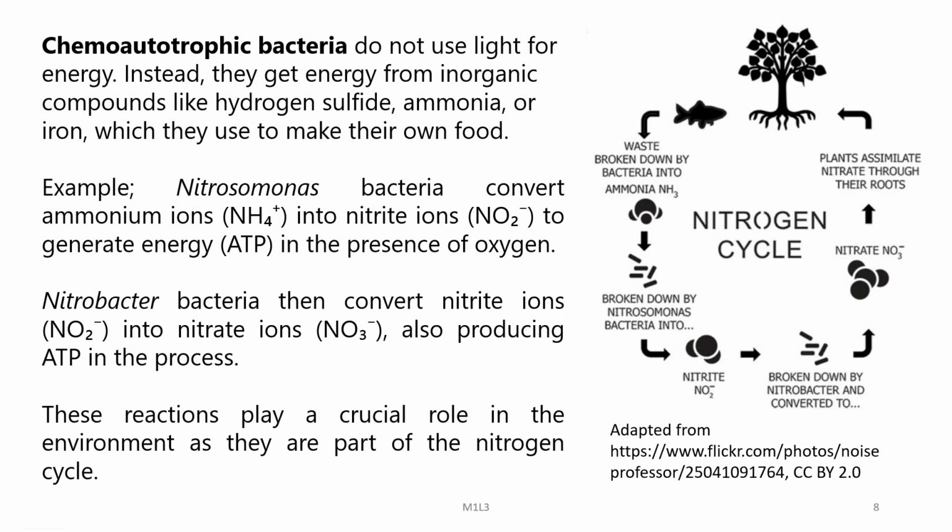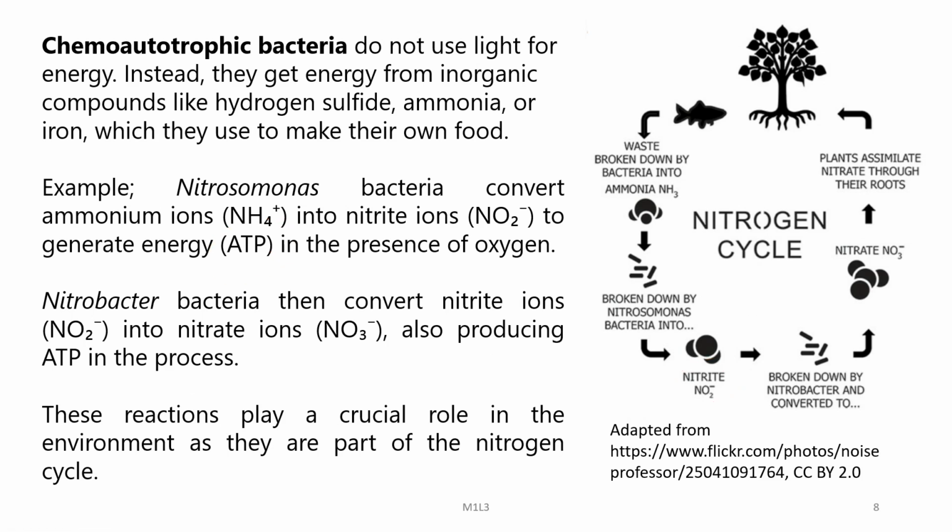Chemoautotrophic bacteria are different. They do not use light for energy. Instead, they get energy from inorganic compounds like hydrogen sulfide, ammonia or iron, which they use to make their own food. So, we have the example of Nitrosomonas bacteria, which convert ammonium ions into nitrite ions, and in the process generate ATP in the presence of oxygen.